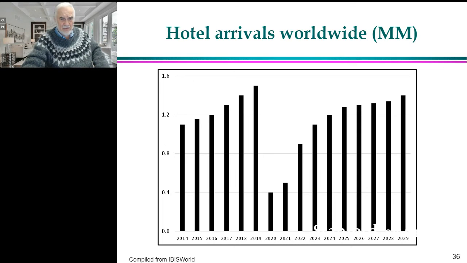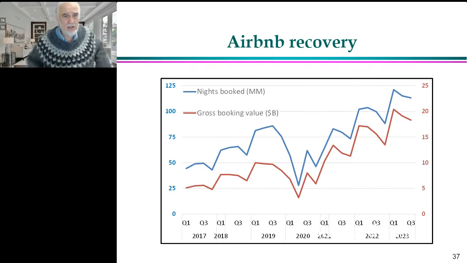And again, that's reflected in the economics of Airbnb. You can see here the number of nights booked on Airbnb in the blue line, and the gross booking value on Airbnb on the brown line.